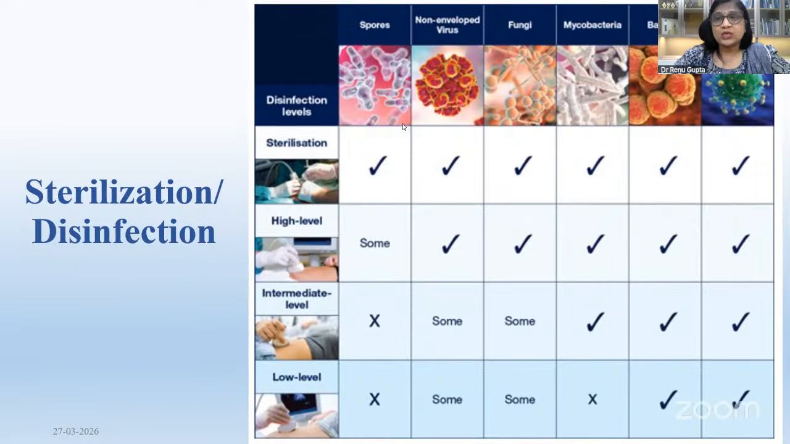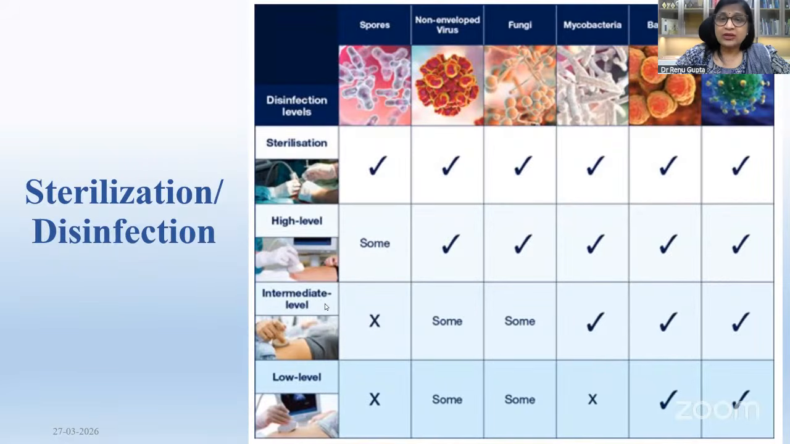Spores are most resistant. So by sterilization, we want to kill spores as well, because the devices are going to enter into the blood, into the sterile tissue. So we want that a sterile device doesn't have spores as well. When we are talking about high level disinfectants, they will take care of some of the spores, but all the spores will not be killed.